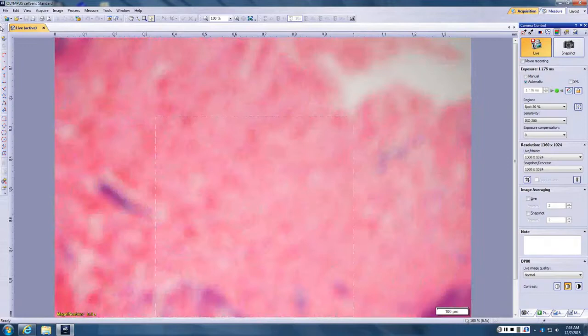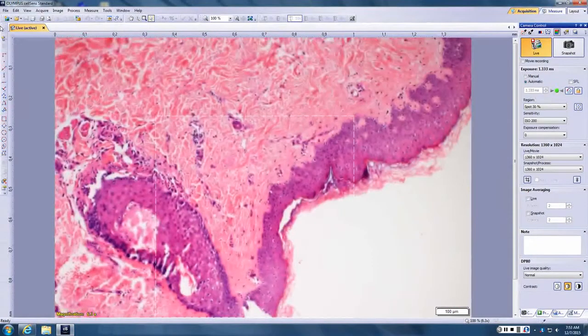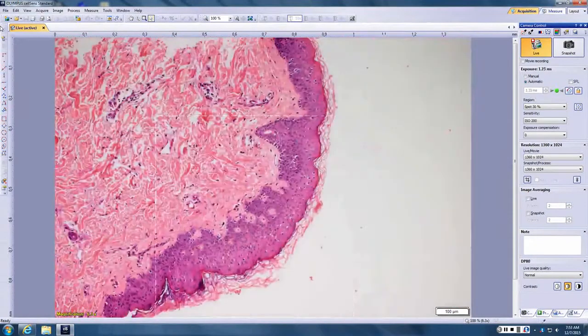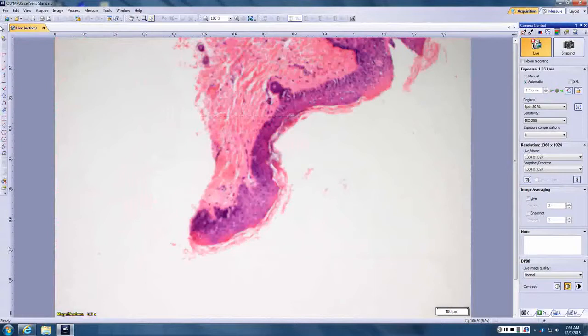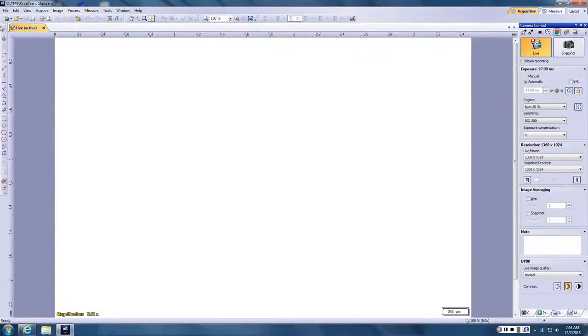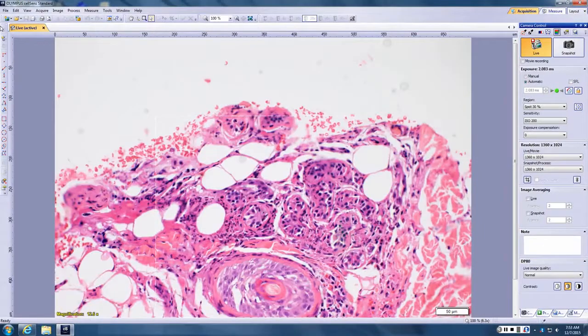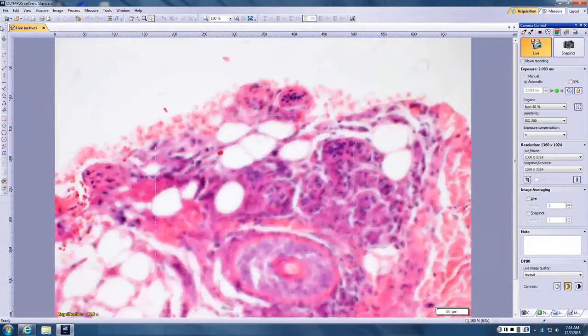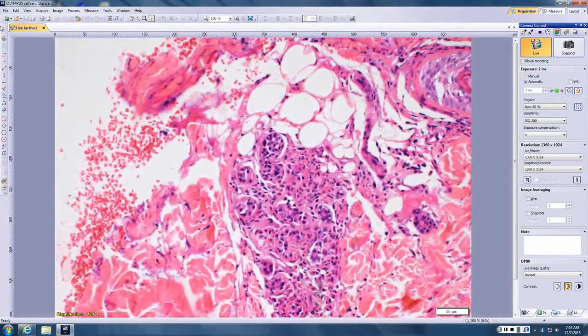So let's do this one, Dan. We've got pretty normal above, but then what's happening down here? It seems like there's some inflammation in the adnexal structure. Specifically what adnexal structure? I think sweat glands. Yeah, eccrine glands, and what kind of cells? I think they're neutrophils. So, do you know anything that would cause a neutrophilic eccrine hidradenitis?